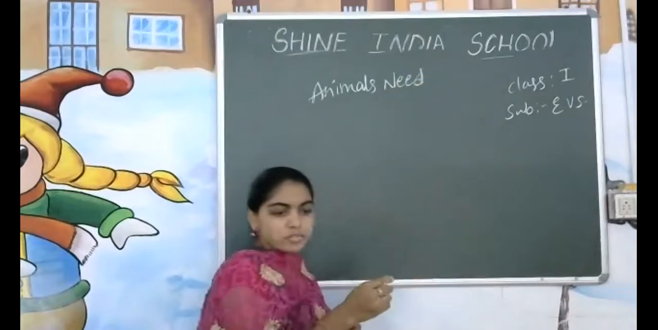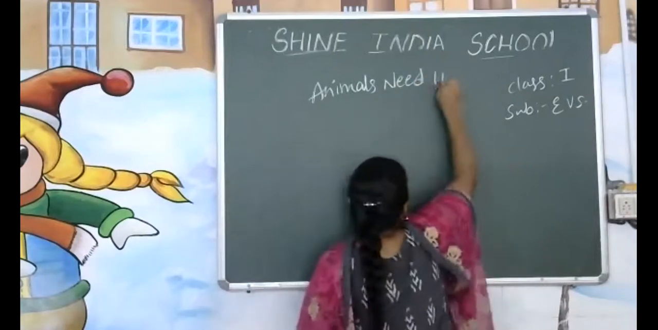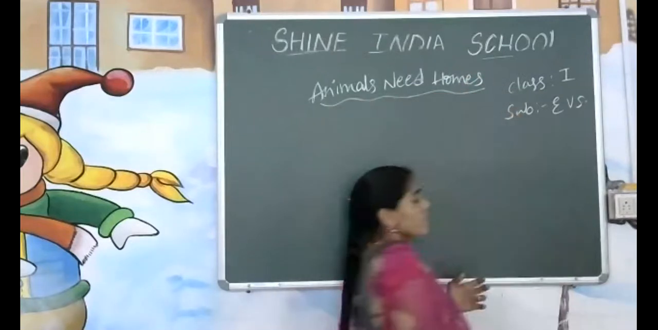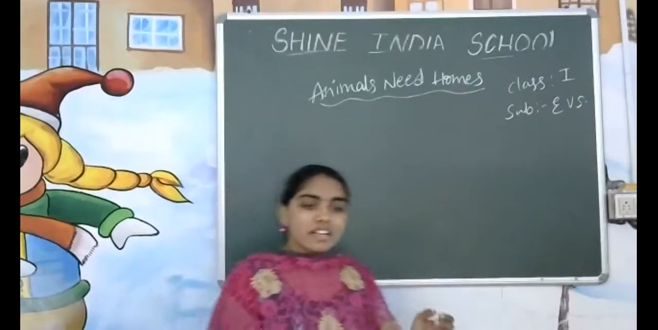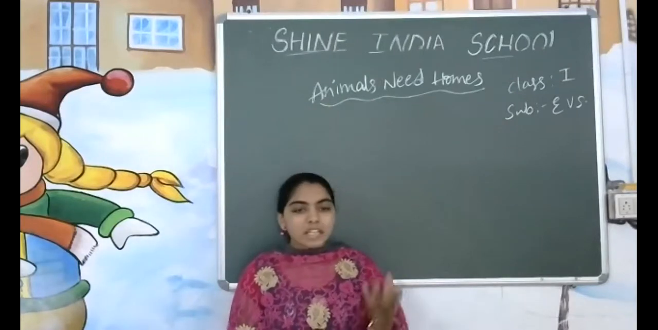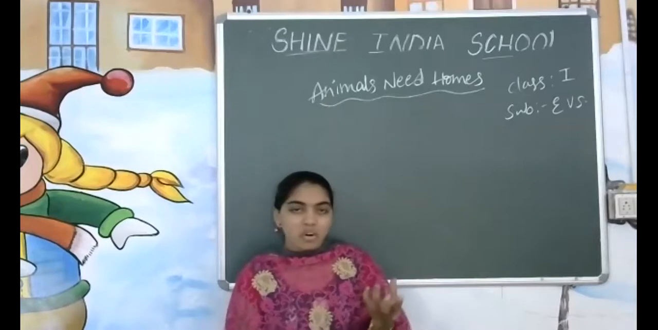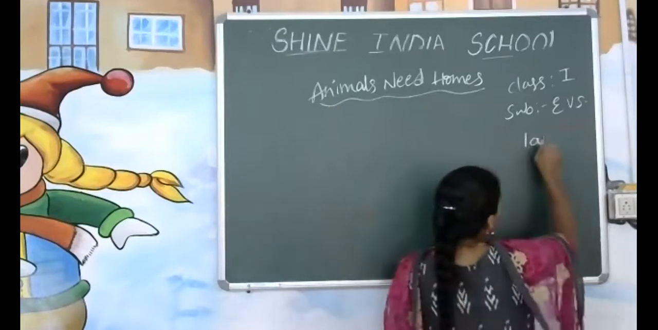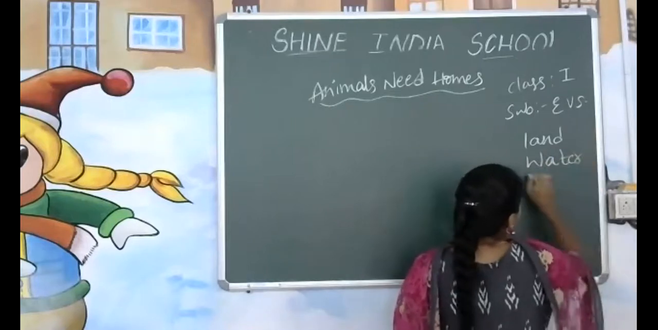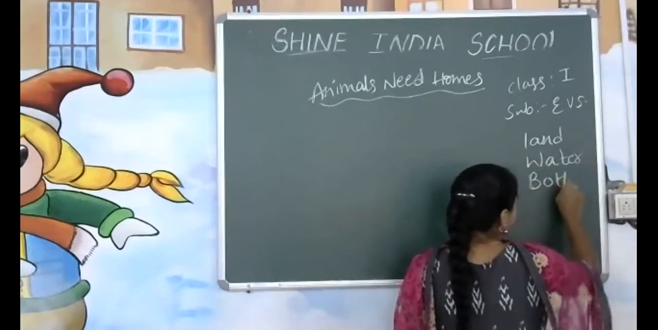Animals need homes. Here, some of the animals live on land, some animals live in water, and some live on both. Land animals, water animals, and both animals.